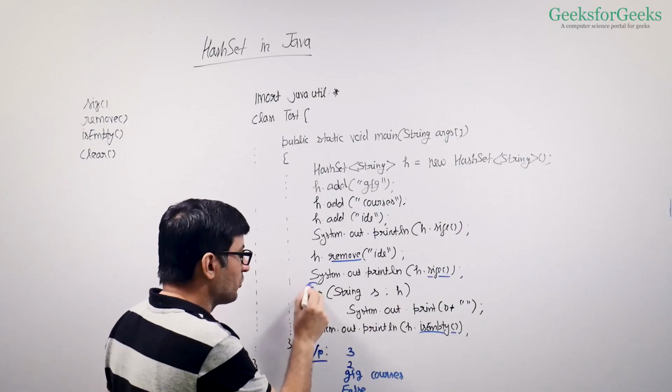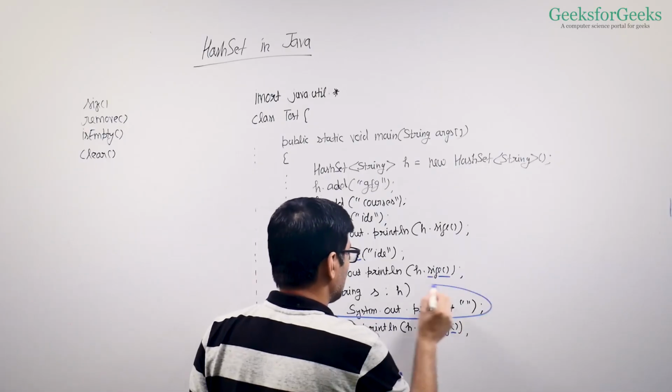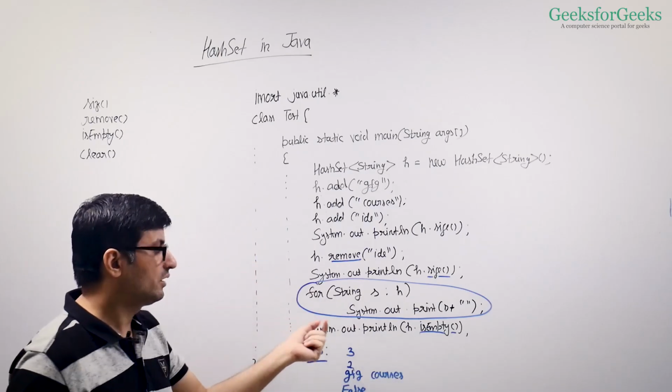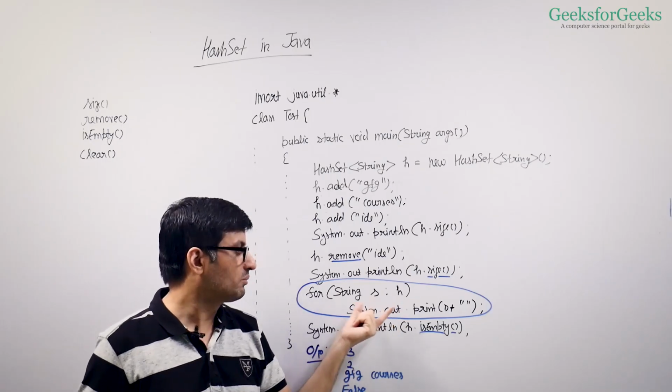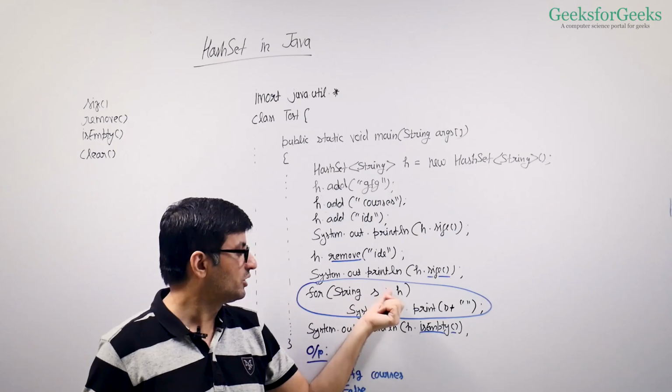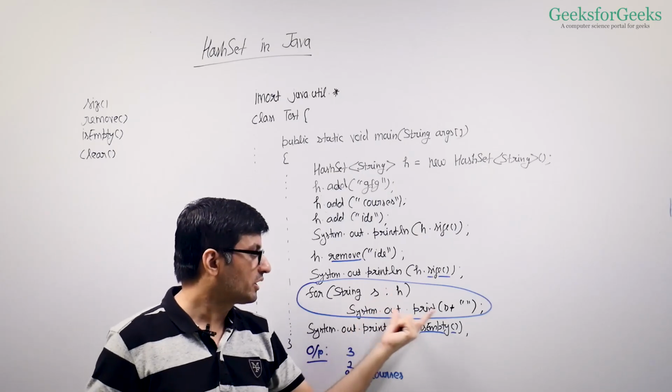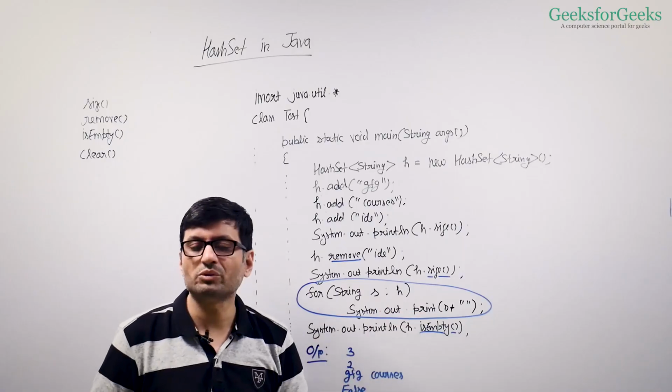Here is another way of traversing through a hash set. I have used a for each loop here. In the earlier example, we used an iterator. This is simpler code. We use a for each loop using a colon, and we print all the items one by one, traversing through all the items one by one.